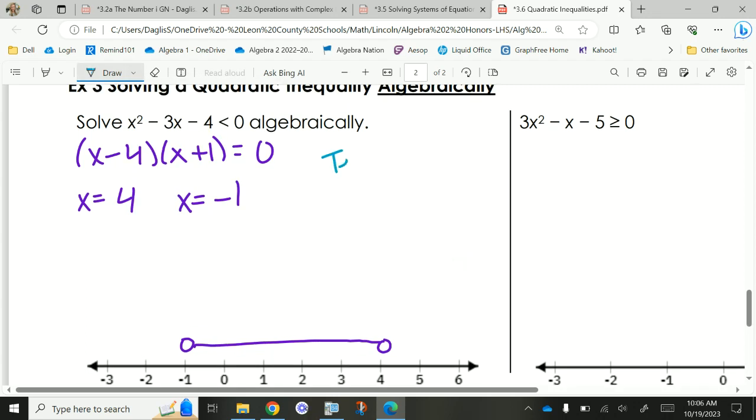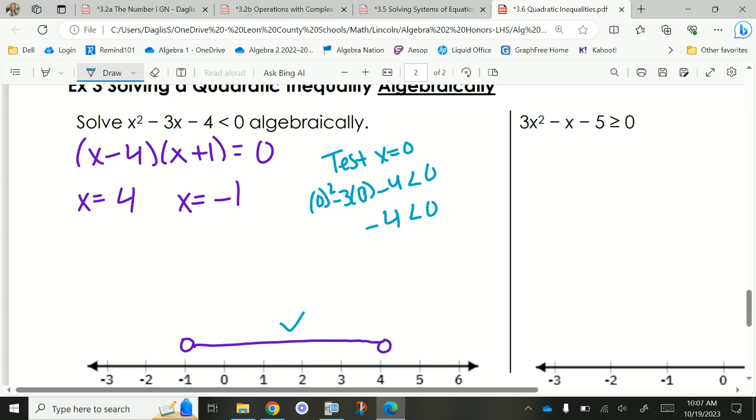So if I test x equals 0, we're going to have 0 squared minus 3 times 0 minus 4 is less than 0. So is the statement -4 is less than 0 true? Yes. So did we shade it in the right spot? Yes, we did. Okay, so we are correct. We shaded where we should have shaded. We're still okay? Okay.